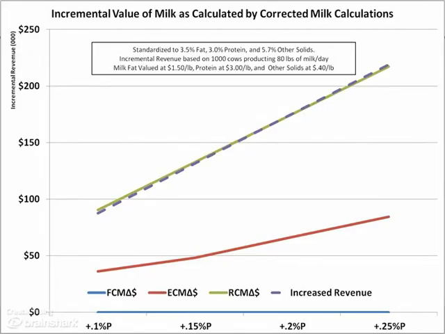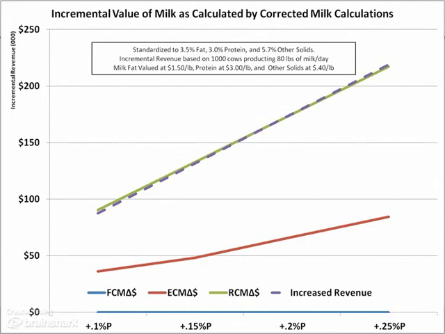Each of these slides will show the value of fat-corrected milk in blue, the value of energy-corrected milk in red, and the value of revenue-corrected milk in green. By comparison, the actual financial increase is shown as a dashed line. In the first example, only milk protein is increased. The blue line at the bottom represents the value of the increase by the fat-corrected milk formula. Because the fat-corrected milk formula does not give value to anything except milk fat, it shows no increased value to the milk that has an increase in protein.